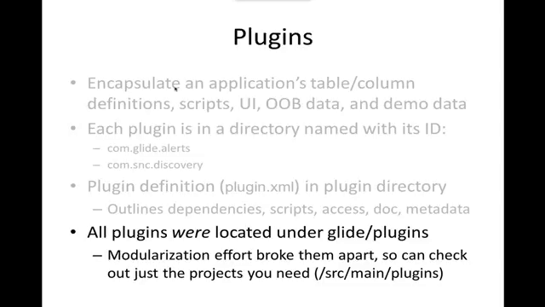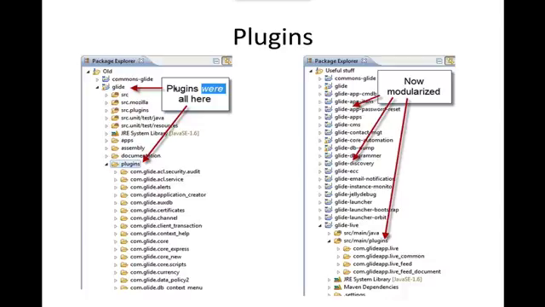All plugins used to be in a single bucket in the Glide package. It was just Glide/plugins, and they were all there. So several hundred of them. They have since been broken out as part of a modularization effort, so developers can check out only the projects that they need and not clutter up their workspace with half a thousand plugins. They all used to be there, and now they're broken out.